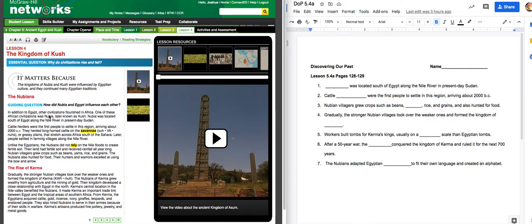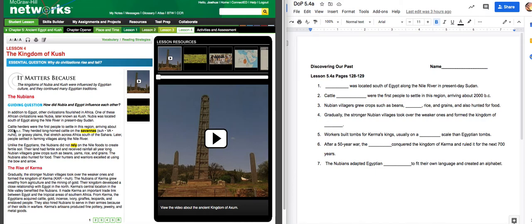In addition to Egypt, other civilizations flourished in Africa. One of these African civilizations was Nubia, which was later known as Kush. Nubia was located south of Egypt along the Nile River in present-day Sudan. So you got Nubia for number 1 in your blanks.